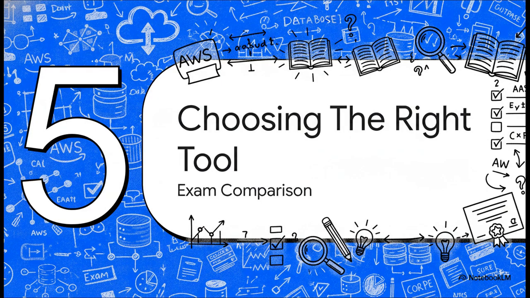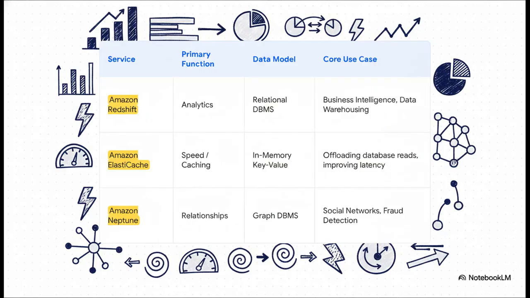All right, let's bring it all home. We've looked at all three services, so now let's lock in that knowledge with a direct side-by-side comparison. Think of this as your ultimate cheat sheet for the exam. Okay, this slide right here is your golden ticket. If you remember nothing else from this explainer, remember this. Redshift is for analytics, ElastiCache is for speed, and Neptune is for relationships. Say it with me. Analytics, speed, relationships. Redshift, ElastiCache, Neptune. Burn that into your memory.